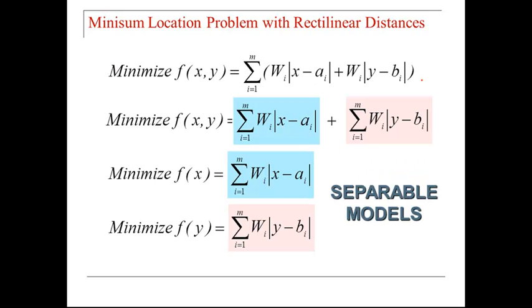And here, same slide, we have the function in terms of both. You can separate that function, and then we can focus on minimizing the horizontal distances and also on minimizing the vertical distances.